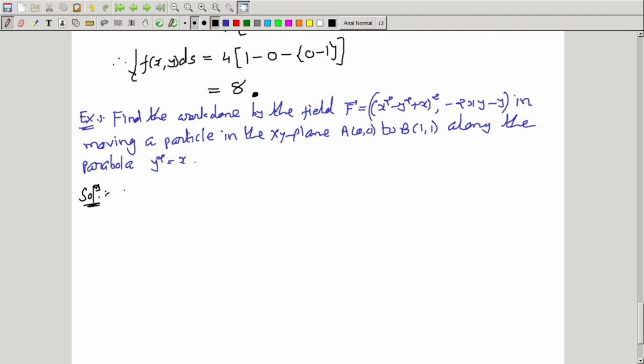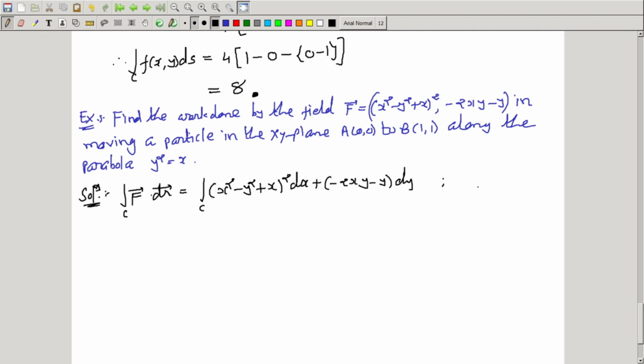What is the formula for work done? Integration over c vector f into dr, right? So this is integration over c. Now I am writing directly the dot product of two vectors. So this is x square minus y square plus x whole square into dx plus minus 2xy minus y dy.